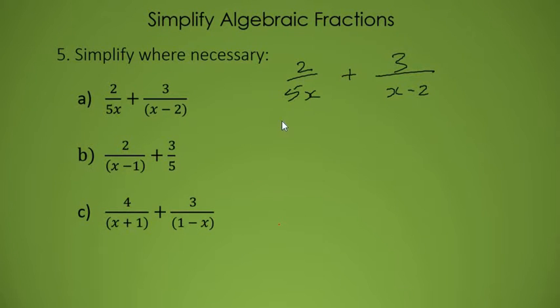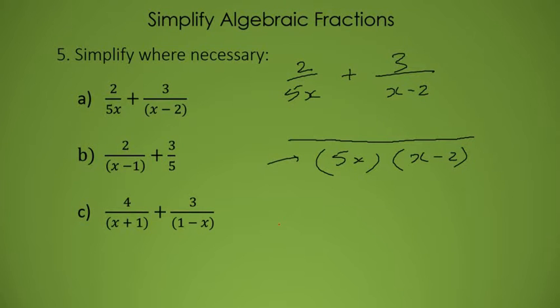All right, so let's look at the first one. So we have the two fractions that we're adding, and we realize we have different types of denominators. One way to simplify these types of fractions is to combine the denominators by way of multiplication. And so we're going to multiply 5x by x minus 2, and this we're going to treat as our LCM.